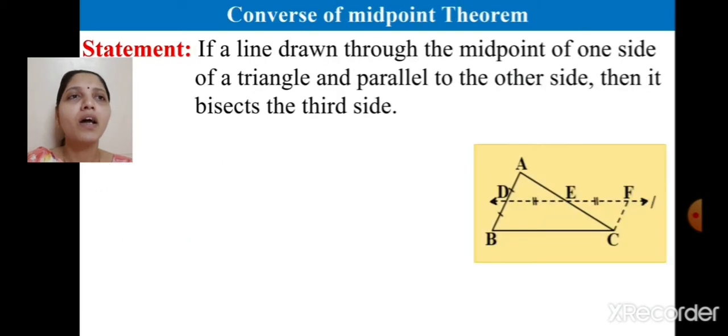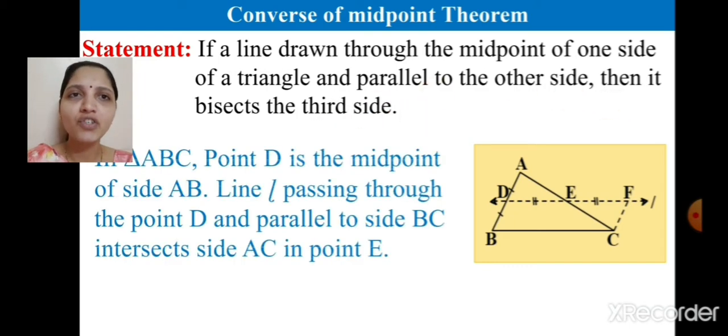After that we have learned about the converse of the midpoint theorem. Now we have seen that in the converse we have to consider the opposite statement. That means here we have to consider that if a line is drawn through the midpoint of one side of a triangle and parallel to another side, then it bisects the third side.